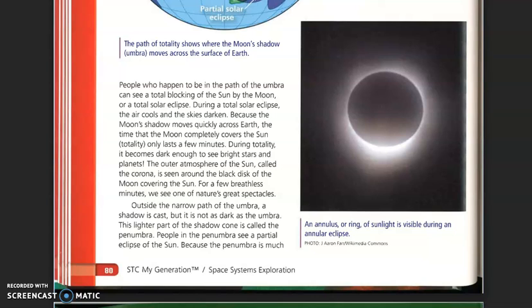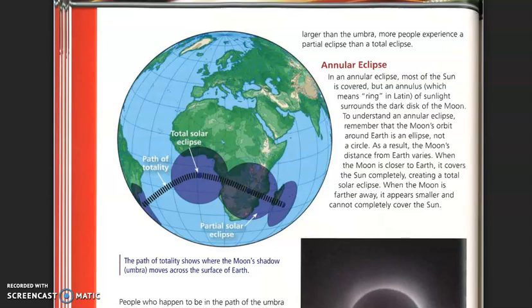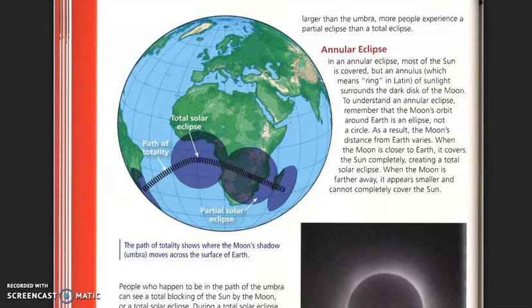Outside the narrow path of the umbra, a shadow is cast, but it is not as dark as the umbra. The lighter part of the shadow cone is called the penumbra. People in the penumbra see a partial eclipse of the sun. Because the penumbra is much larger than the umbra, more people experience a partial eclipse than a total eclipse.